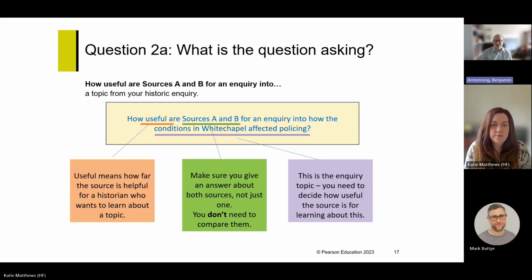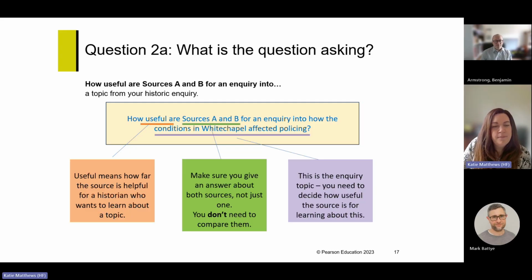It's really important that in your answer you give an answer about both sources, not just choose one of them and ignore the other. However, the question doesn't ask you to compare them, so it is okay to talk about source A and then talk about source B without trying to compare them. Then at the end, underlined in purple, we have the inquiry topic. It's a bit like what we already said on the first question, the features question. It's really important that your answer is connected to the topic in the question, not to other things that you might have revised.